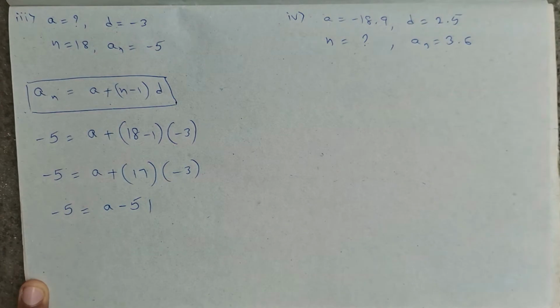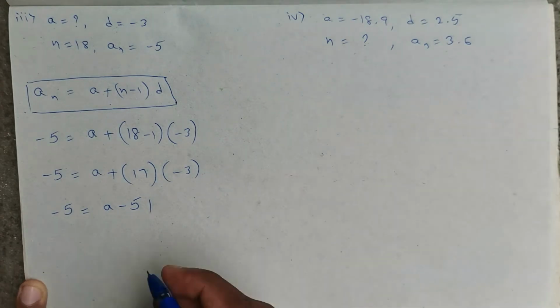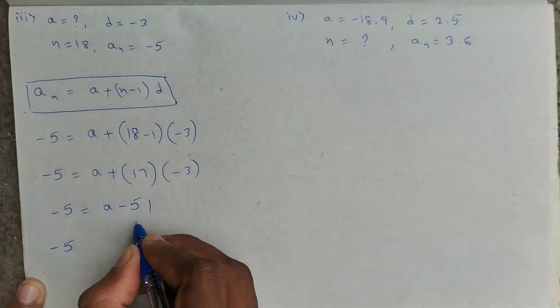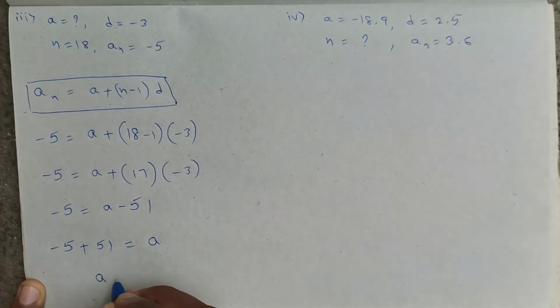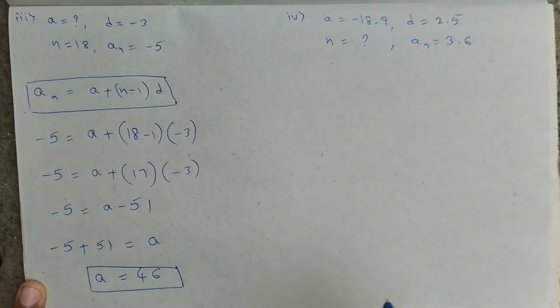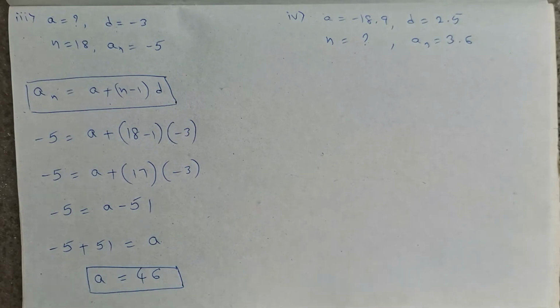So minus 5 equals a, 17 into minus 3, minus 51. Now I will take this minus 51 to the left side. So minus 5 as it is, minus 51 will become plus 51, equals a. So a equals 51 minus 5, 46. So the first term, that is a or a1, is 46.